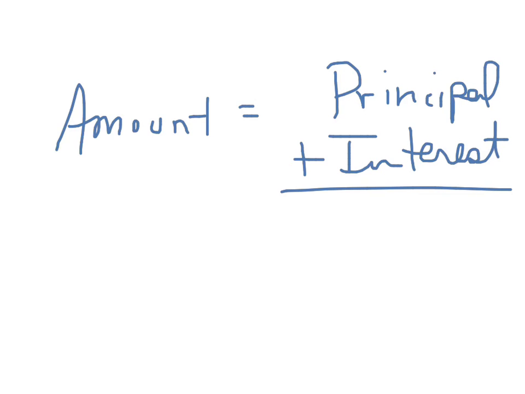I just got my bank statement from my savings account the other day, and I think they added $2 and some cents in there. That was my interest that I earned for that month. Because mine's calculated monthly.